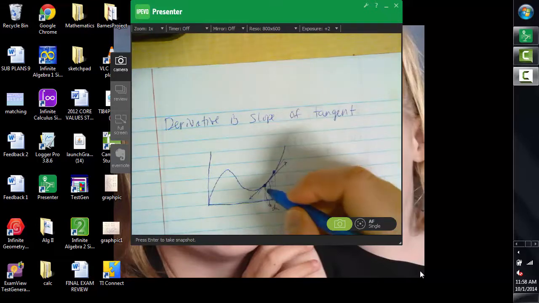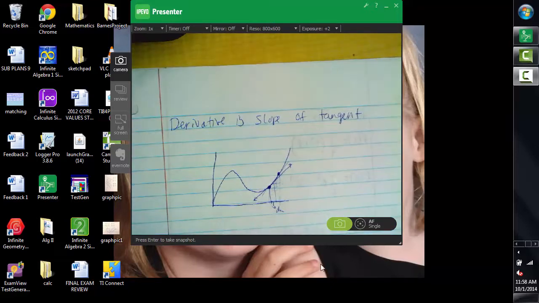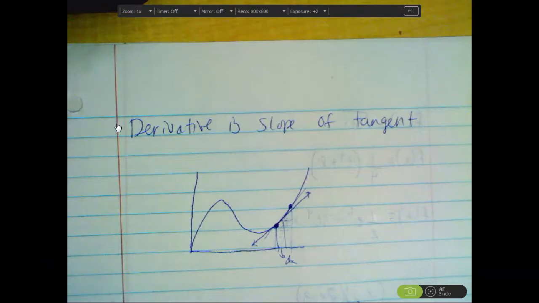Well, when we talk about derivatives, the derivative is the slope of the tangent. I'm going to say that 1,000 times. Derivative is the slope of the tangent. It's not the tangent line, it's the slope of the tangent line.